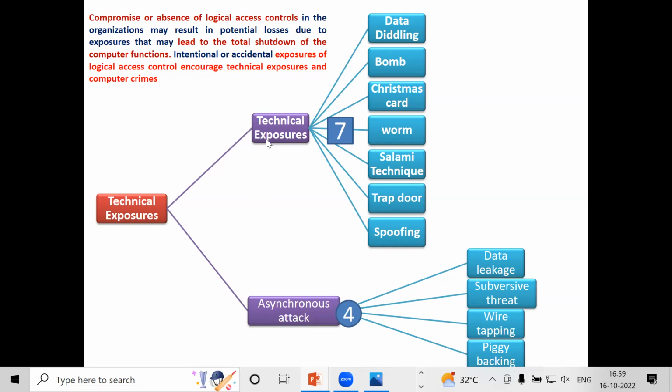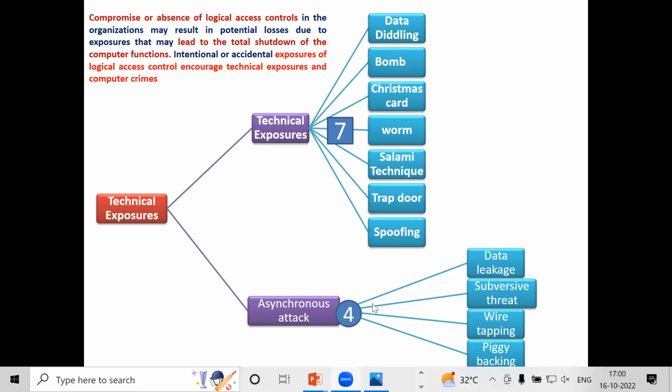Technical exposure: the data which we are storing inside the computers is getting exposed, or your computer itself is exposed, or your database is exposed. That is what is referred to as technical exposure. So here, compromise or absence of logical access control in the organization may result in potential losses due to exposure, including accidental exposures. Absence of logical access control encourages technical exposures and computer crimes. So all the computer crimes will be carried out if we do not have proper control.